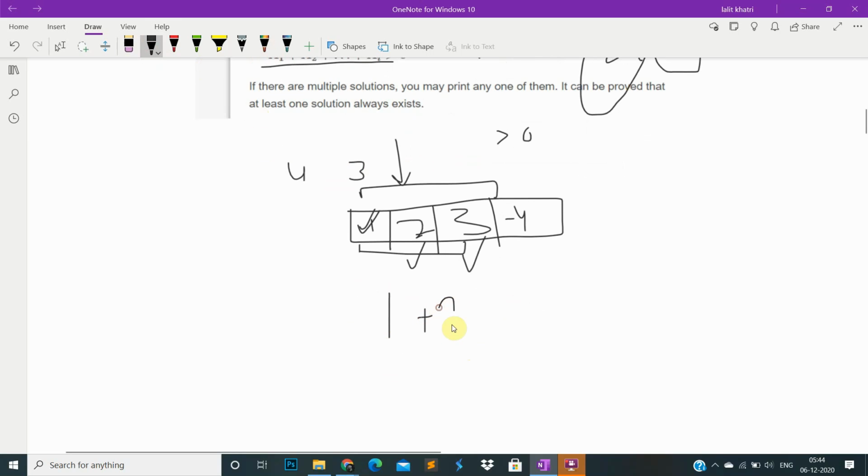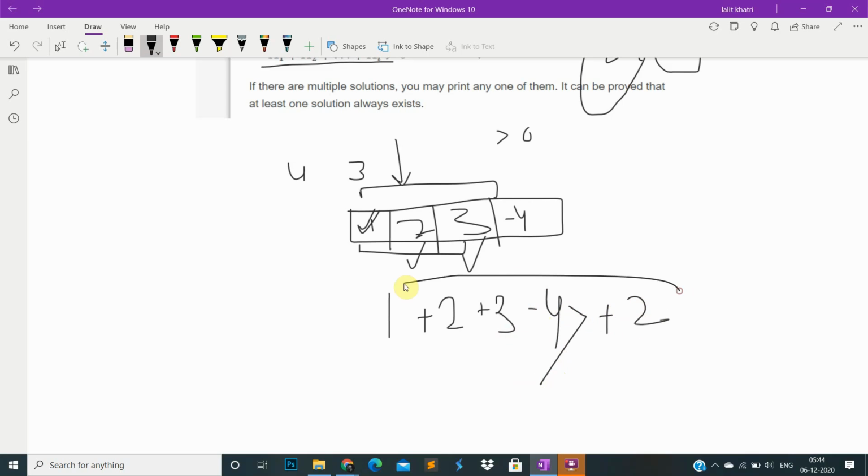The prefix sum of 1 plus 2 is greater than 0, then 3 is also greater than 0, then minus 4 gives plus 2. This is also greater than 0, but we don't require this. For negative i, the prefix must not be greater than 0. There are exactly k values, and only for k values must the prefix sum be greater than 0.